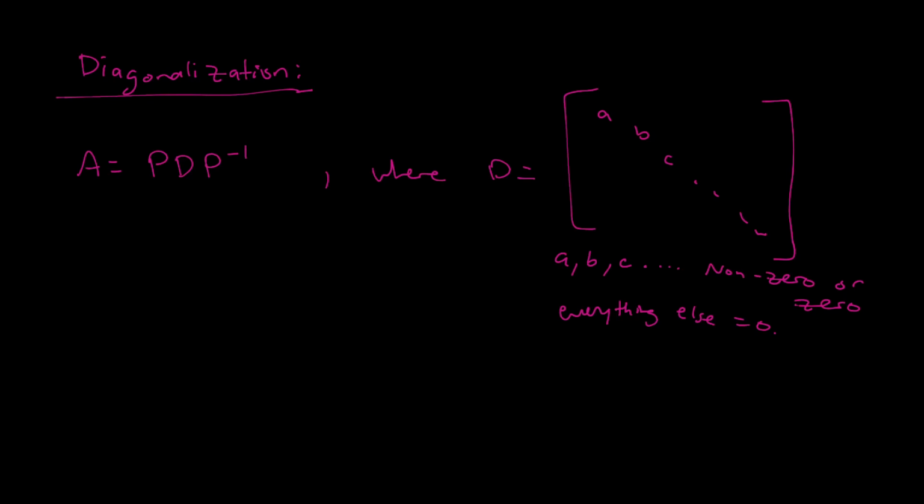Now we can move on to diagonalization. Diagonalization is a process of finding matrices P and D for a given matrix A, such that A equals PDP inverse, where D is a diagonal matrix. That means all elements on the diagonal can be 0 or non-zero, but everything else has to be 0.